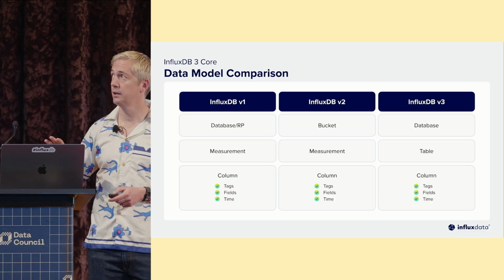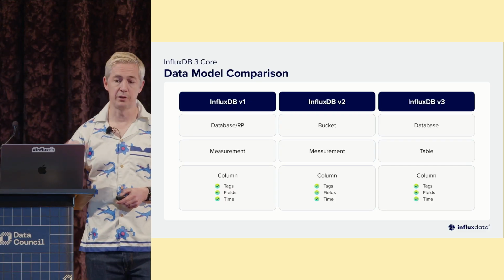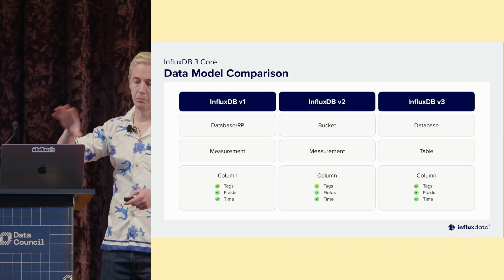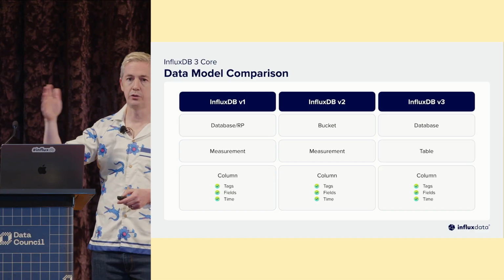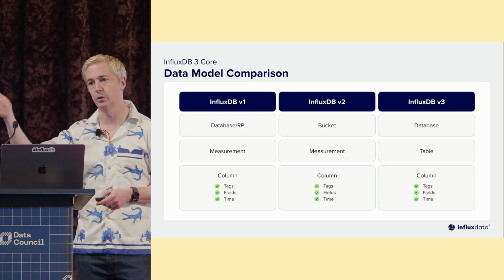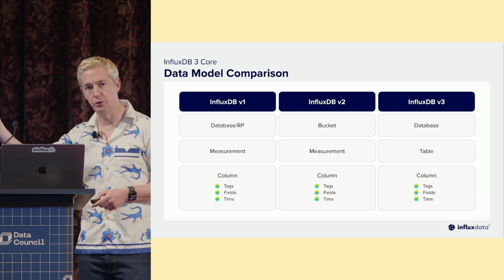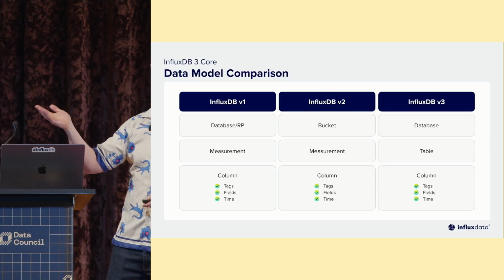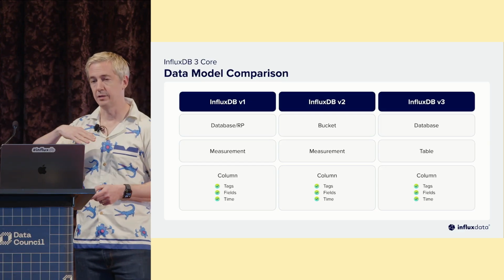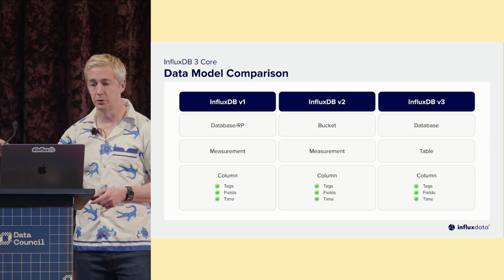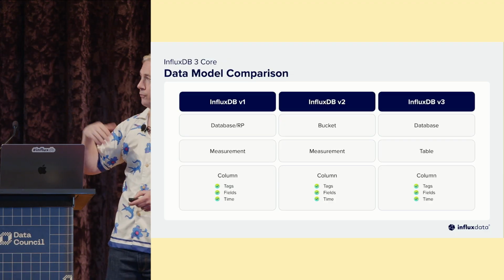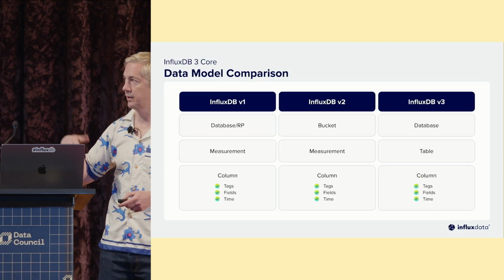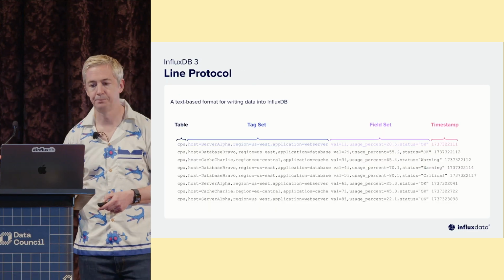So when looking at InfluxDB 3 versus the other previous versions, 1 and 2, this is what the data model mapping looks like. In version 1 and 2, we had something called a database and a retention policy. In version 2, it was called a bucket. And in version 3, we just call it a database. Then we had something called measurements. That's basically a table. And then you have columns. And with columns, we map the InfluxDB types of tags, fields, and time onto that.